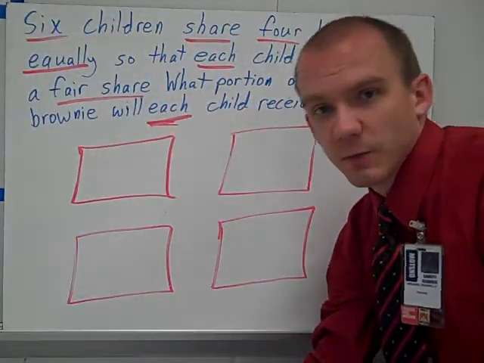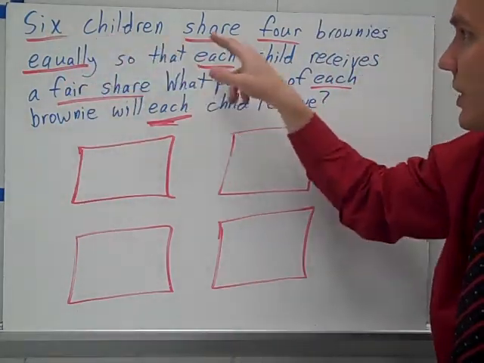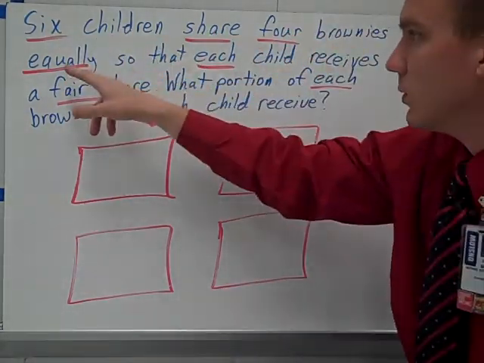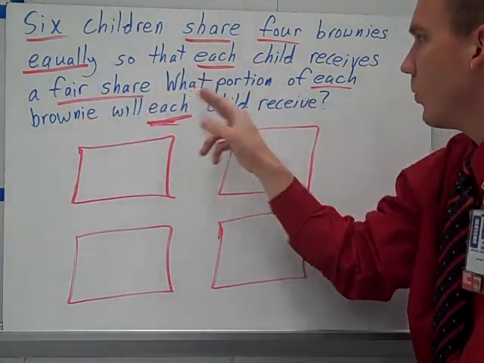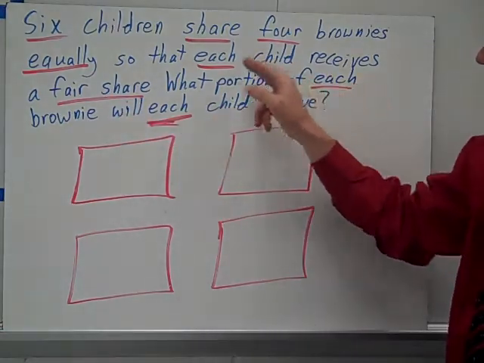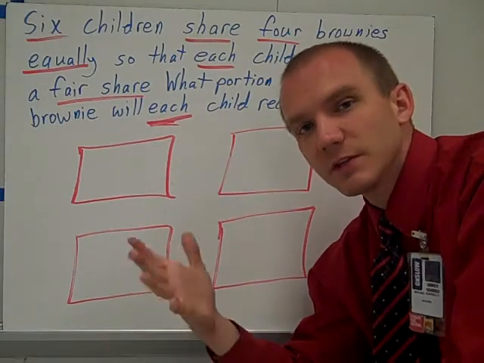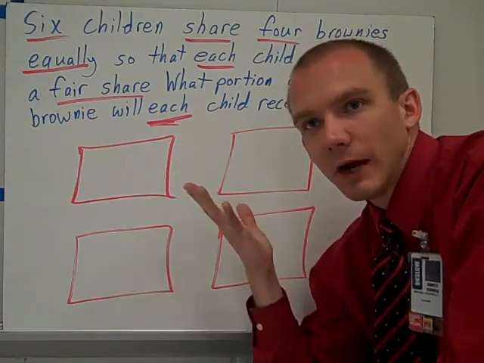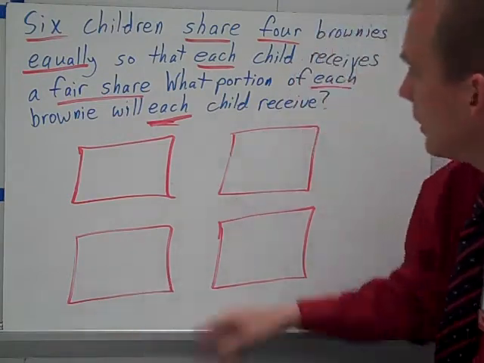Let's look at it from a different perspective and make a little change to the problem. You now have 6 children sharing 4 brownies equally so that each child receives a fair share. What portion of each brownie will each child receive? Each. A lot in there. So you're thinking division, multiplication. It kind of is division. We're dividing brownies up into equal shares, just referring to as fractions.